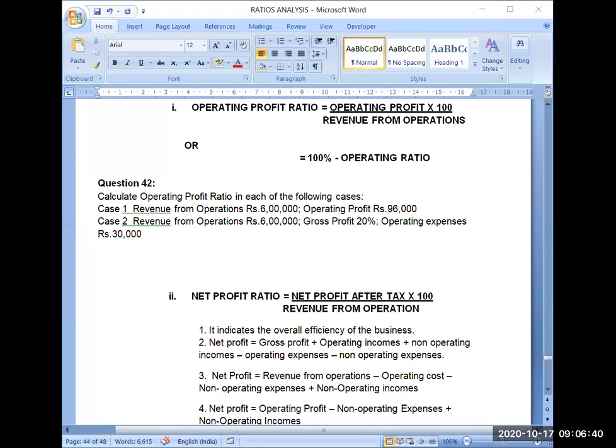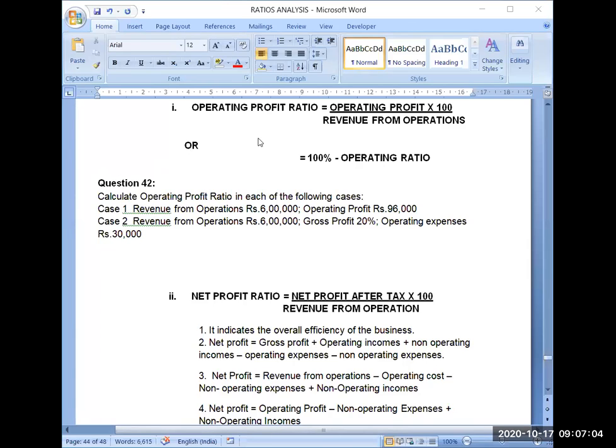So our today's topic is operating profit ratio. Now, first see the formula of operating profit ratio. The formula is operating profit multiplied by 100, upon revenue from operation.